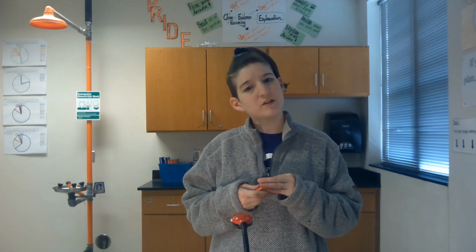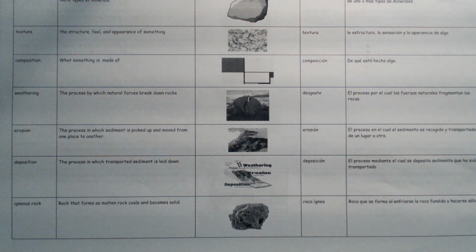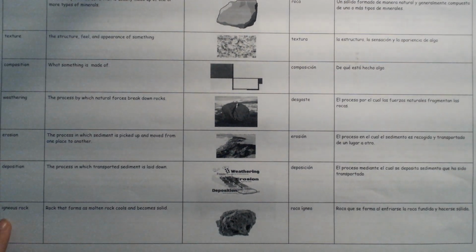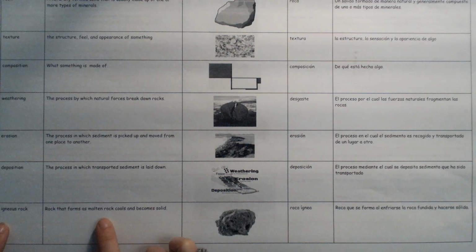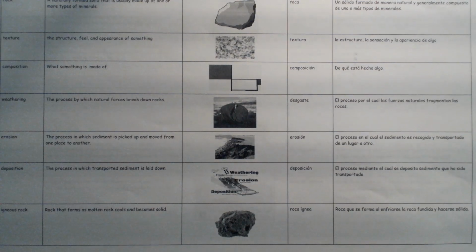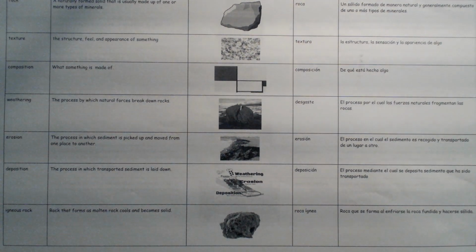Now I'm going to take my metamorphic rock and make it into an igneous rock. How do you get an igneous rock? What process causes the formation of an igneous rock? If you said melting and cooling, then you are correct. Remember, igneous rock is rock that forms as molten rock becomes solid, okay? So igneous rock must melt and then cool.